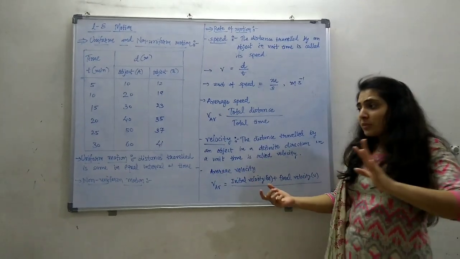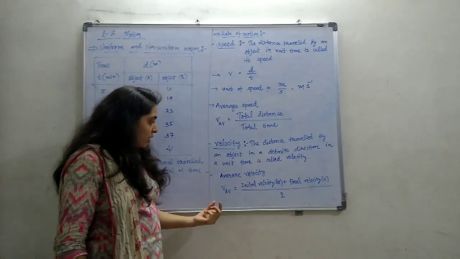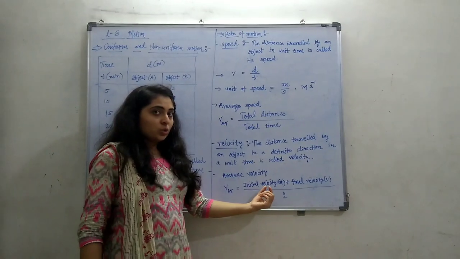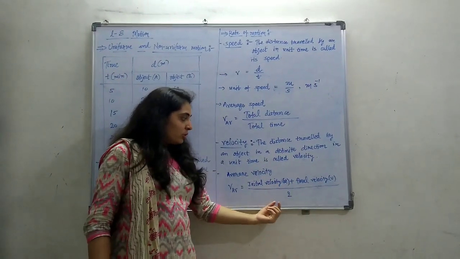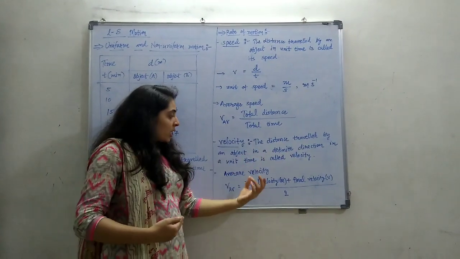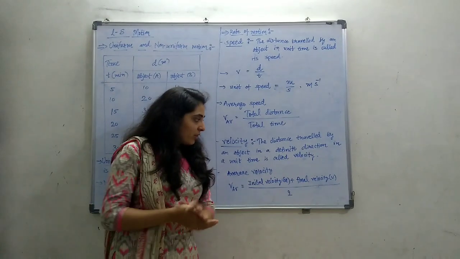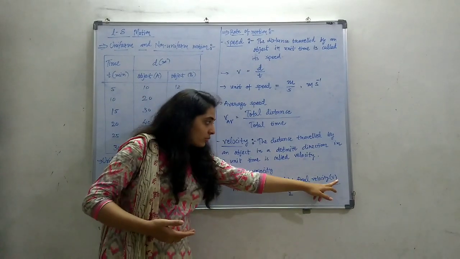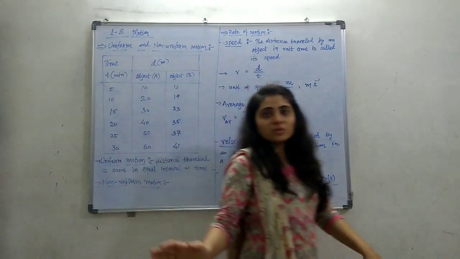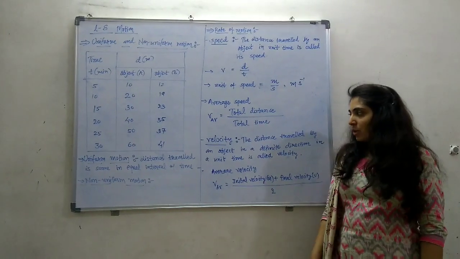And for a non-uniform motion, the average velocity can be defined as V average is equal to initial velocity u plus final velocity v upon 2. We have two velocities, one initial and one final. Initial velocity is symbolized as small u, and final velocity is v, and divide by 2. Okay, simply the average of the two velocities, divide by 2. That is the average velocity.